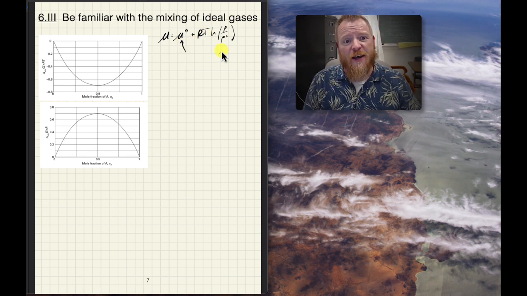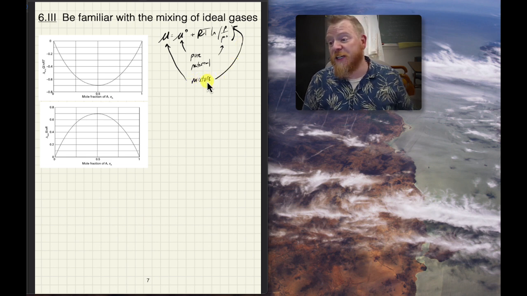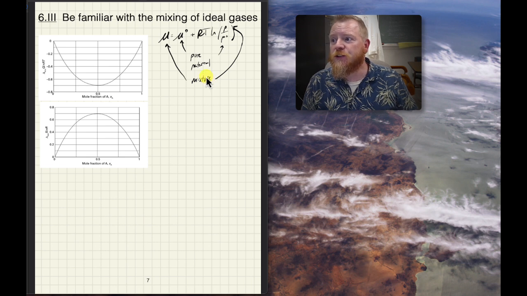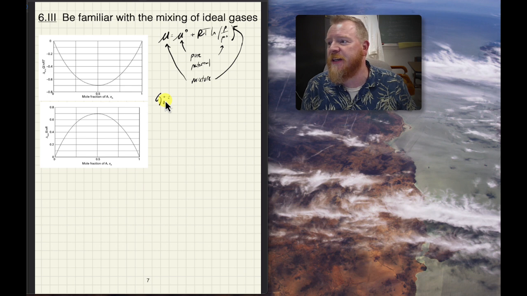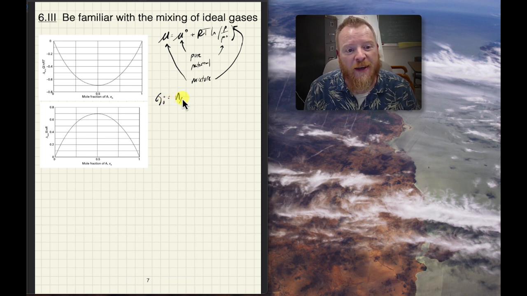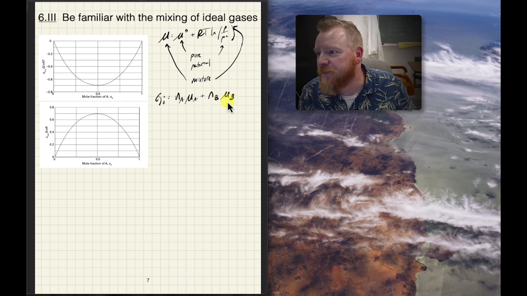Now as we apply this to a mixture, what we want to think of is this mu standard is for our pure material, and then these parameters, mu and this pressure up here, are going to describe our mixture. So if we're thinking about our G initial state, that's going to go something like Na mu A plus Nb mu B.